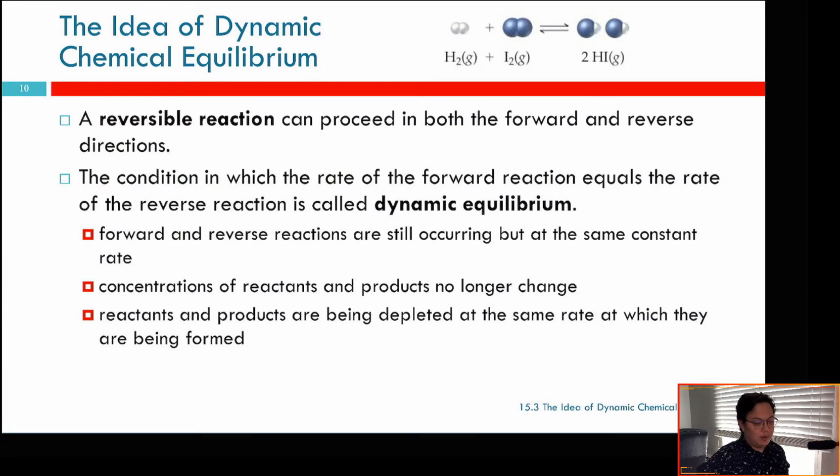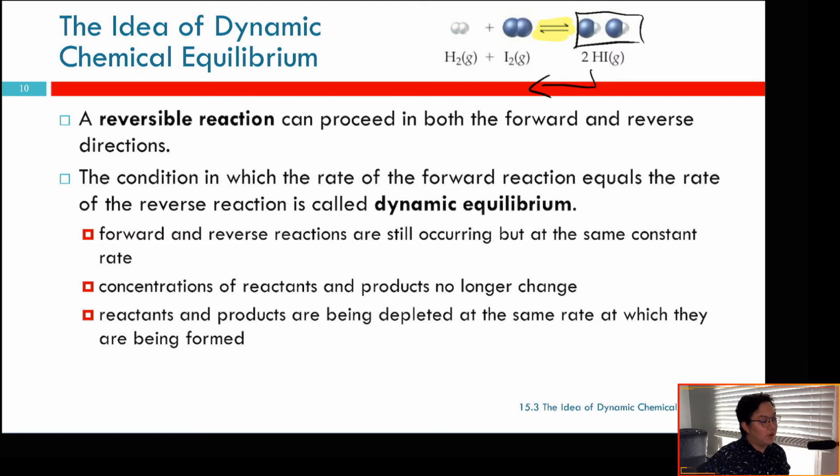So now we're coming back to this idea of dynamic chemical equilibrium. We talked about collision theory, and we've got to keep collision theory in mind as we continue to talk about this. A lot of our reactions are actually reversible reactions, which I mentioned before. They can proceed in a forward or reverse direction. So we can get this hydrogen iodide breaking back apart and going back the other way. And that is why we have this double arrow. That's what that double arrow is indicating.